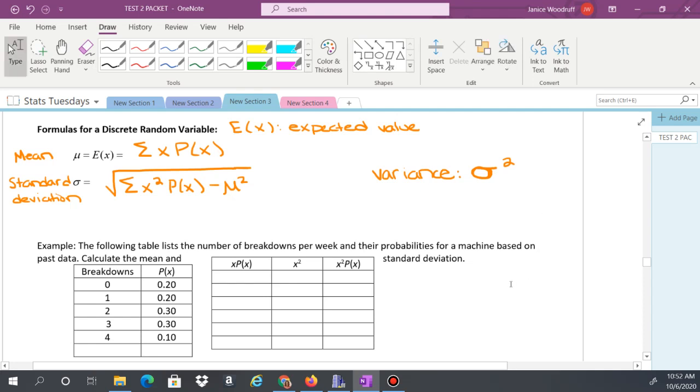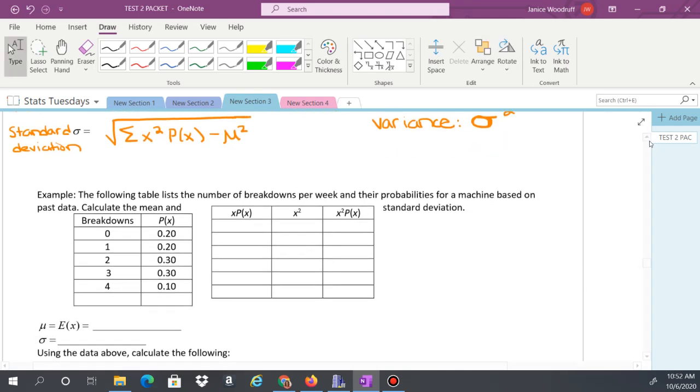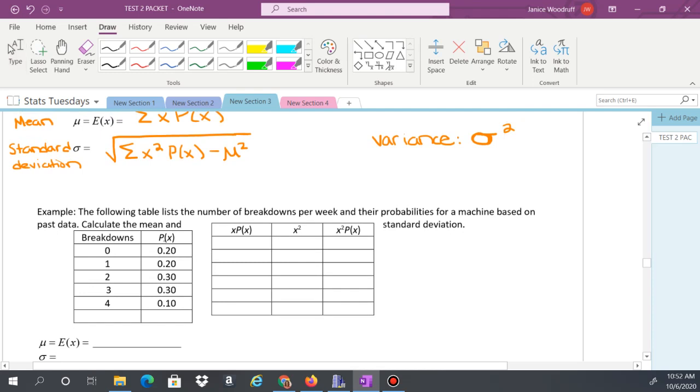So let's do an example using these formulas. So I have here the following table lists the number of breakdowns per week and their probabilities for a machine based on past data. We want to calculate the mean and the standard deviation here. So breakdowns, 0 through 4, probability. Breakdowns, that's going to be your X. Okay, your X is your number of breakdowns. Probabilities are already given to us. Okay, we want to fill out this table so that we can find the mean and the standard deviation.